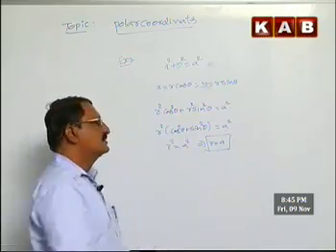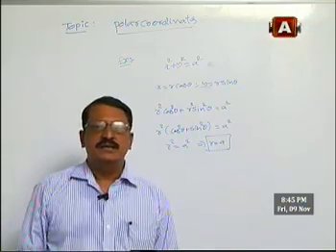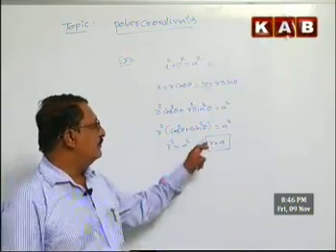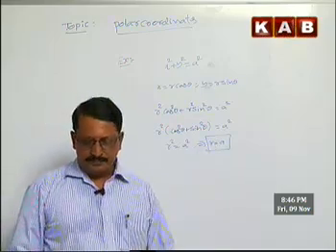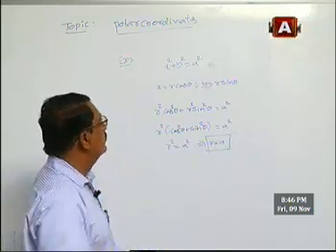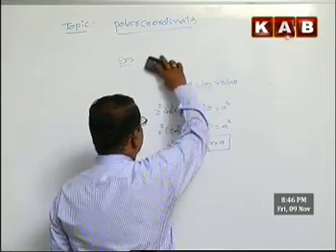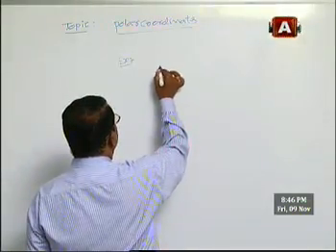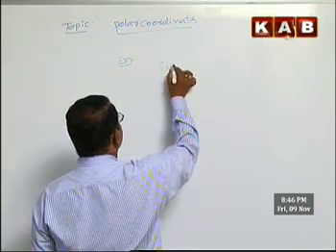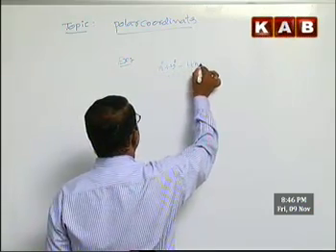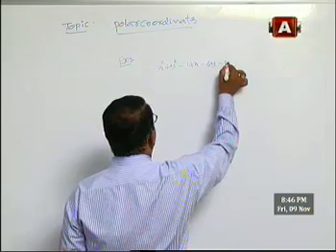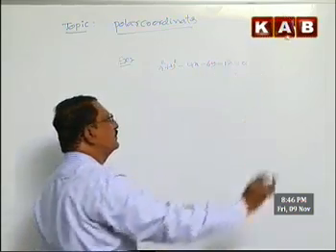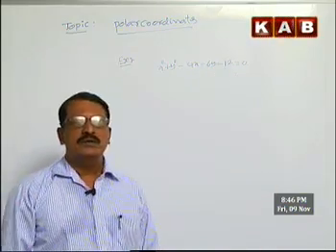The equation of the circle with radius a and center at the origin is r equals a. Similarly, another example: we convert the Cartesian equation of the circle x square plus y square minus 4x minus 6y minus 12 equals 0 to the polar form.